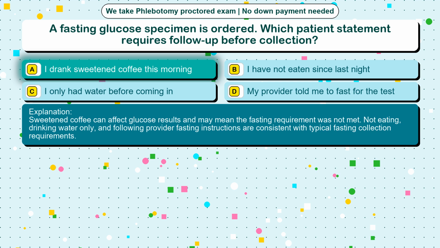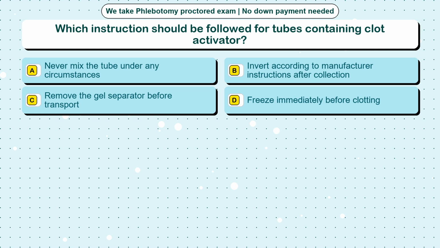Sweetened coffee can affect glucose results and may mean the fasting requirement was not met. Not eating, drinking water only, and following provider fasting instructions are consistent with typical fasting collection requirements. Question 39. Which instruction should be followed for tubes containing clot activator? Option A. Never mix the tube under any circumstances.